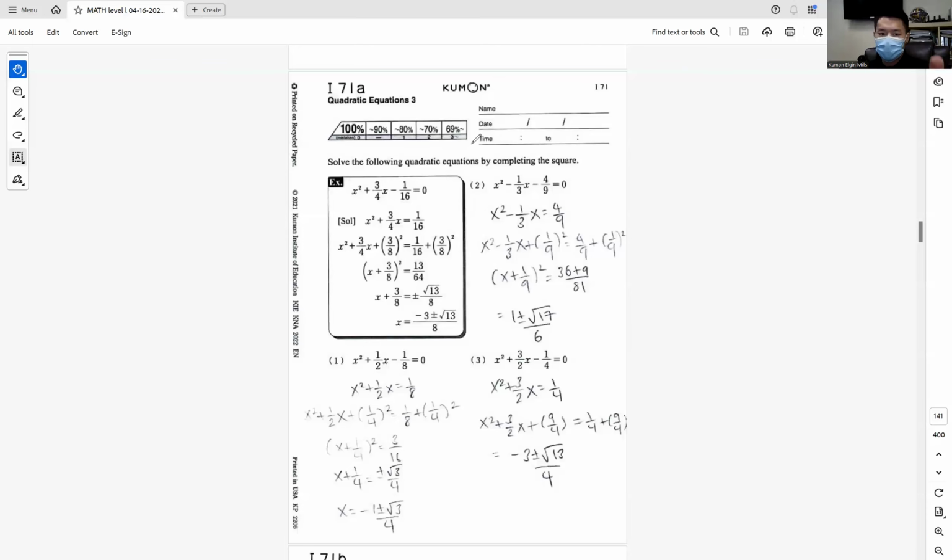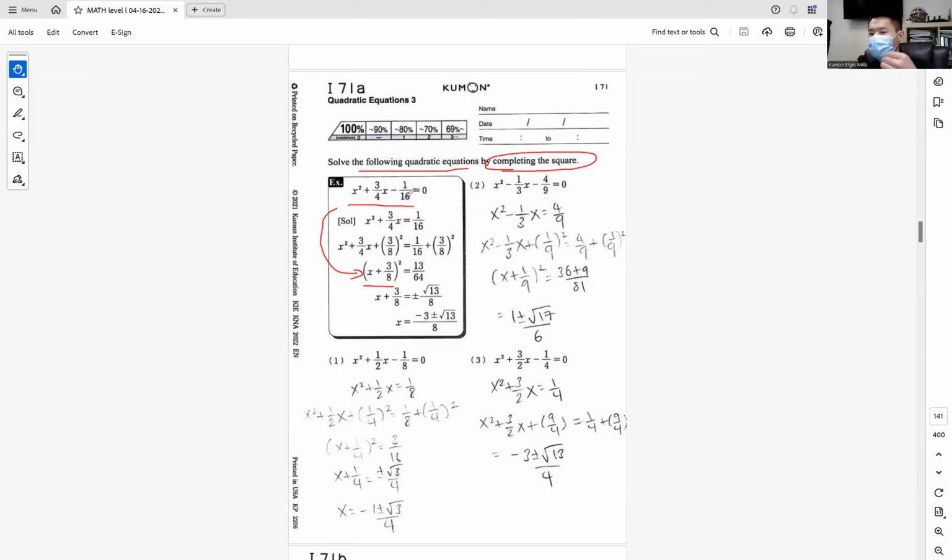But this page over here, we're going to talk about page 71A. Solve the following quadratic equations by completing the square. First of all, do you understand what it means by completing the square? Basically, we see a quadratic function, and we want it to look like this, right? This is called completing the square.